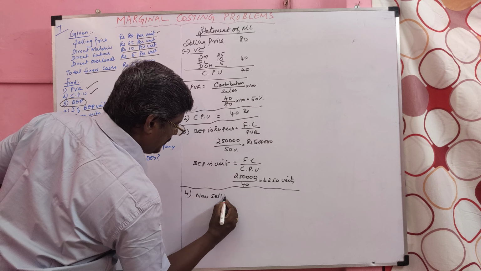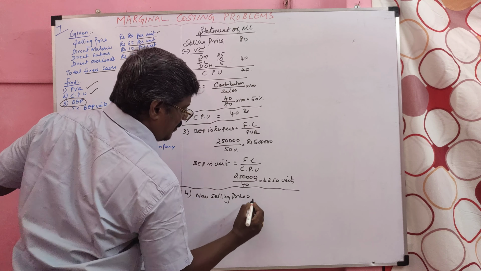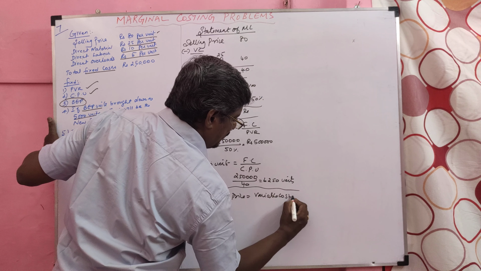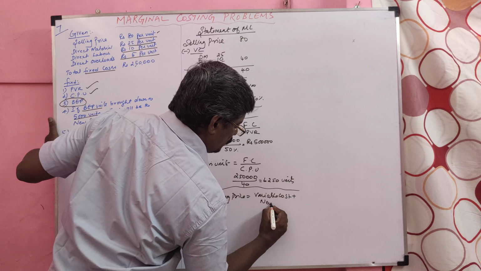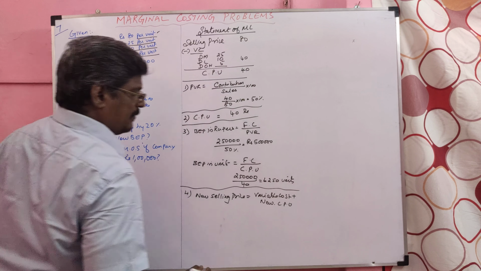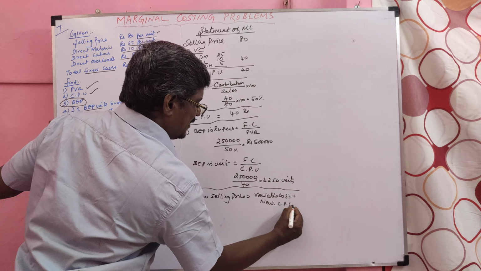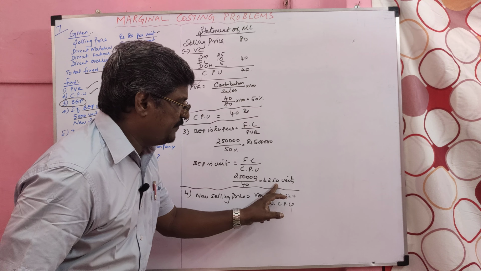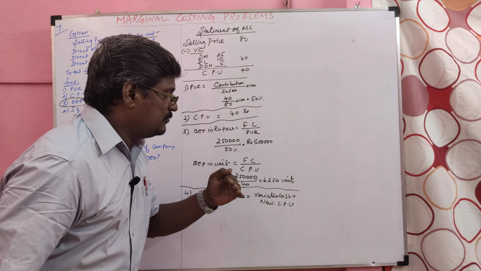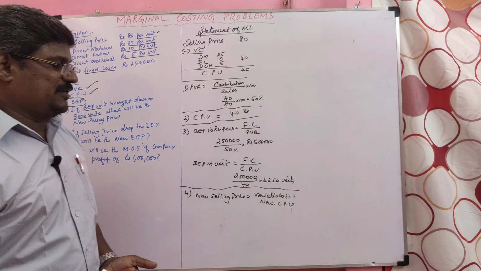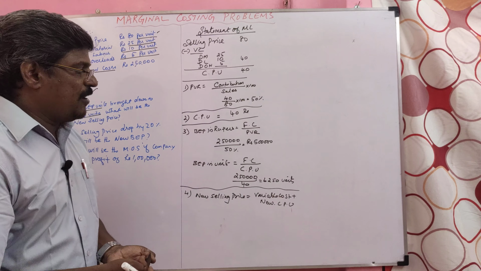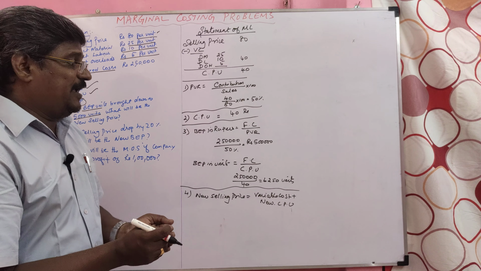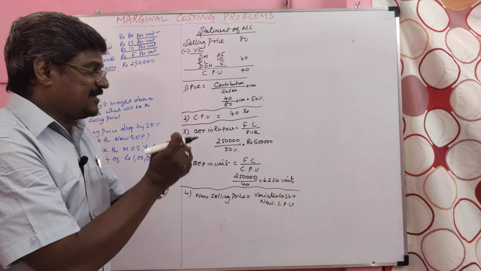the formula is variable cost plus new contribution per unit. Students, listen carefully. Already their BEP units is 6,250. Now they are going to bring it down to 5,000. If the BEP comes down, automatically what happens to the selling price? If BEP decreases, the selling price goes up.